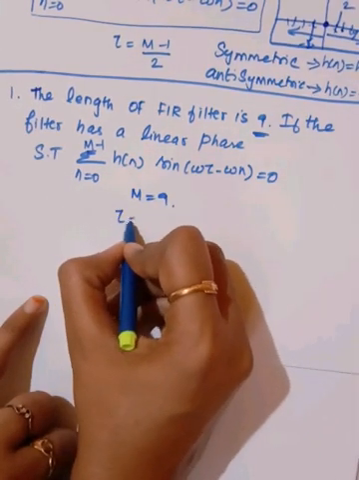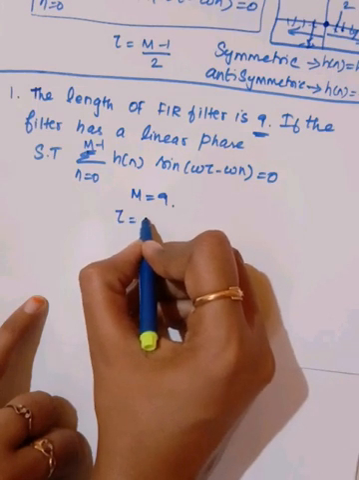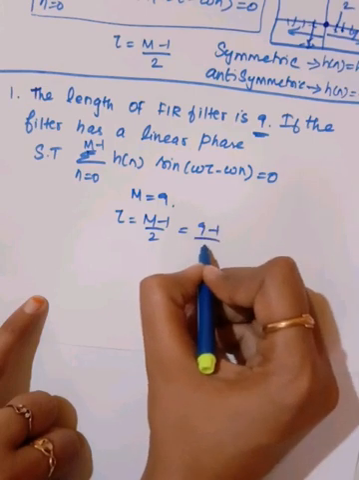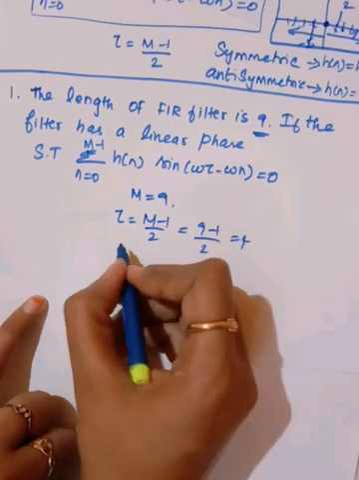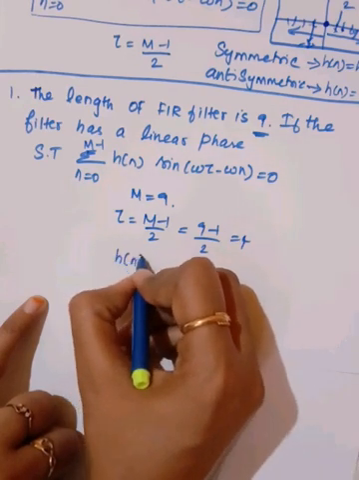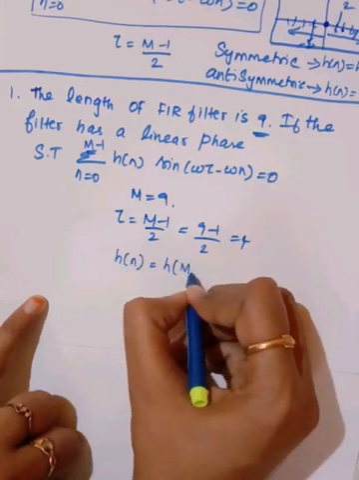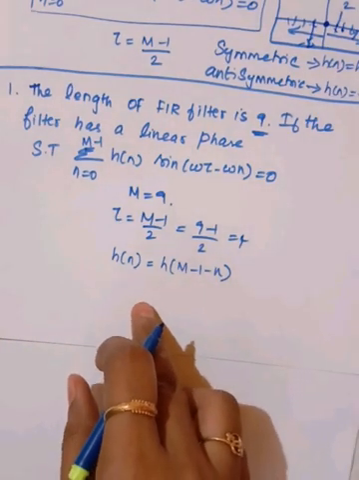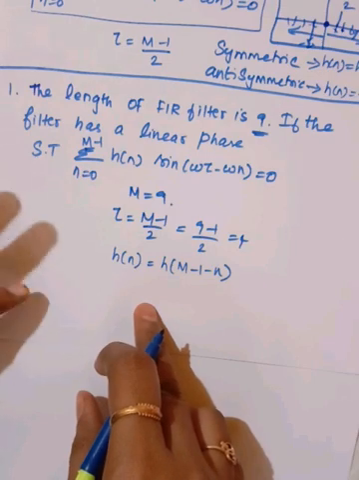Next, we know that the phase delay tau is equal to (M minus 1) by 2, which is equal to (9 minus 1) by 2, which is equal to 4. And here we are going to only deal with the symmetric filters, so h of n is equal to h of M minus 1 minus n. If they have not mentioned any symmetric or antisymmetric, we have to use the symmetric filter concept.